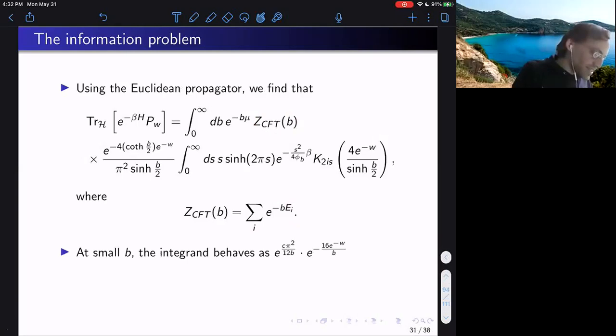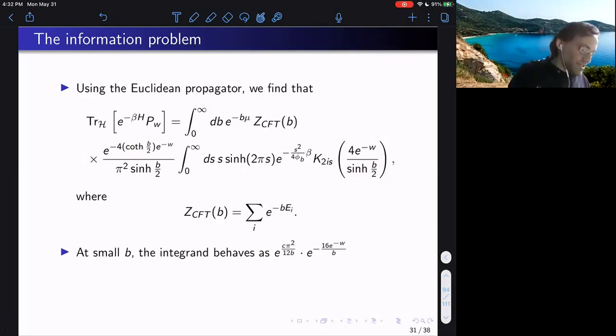And so the point is that there are two important contributions that occur when b is very small. When b is small, the partition function of the CFT diverges like this. It diverges exponentially in b. On the other hand, there's also this extra term, which goes to 0 exponentially quickly. It just comes from taking the small b limit over here and over here.